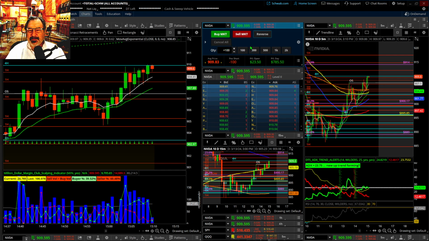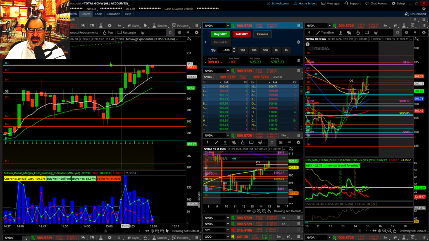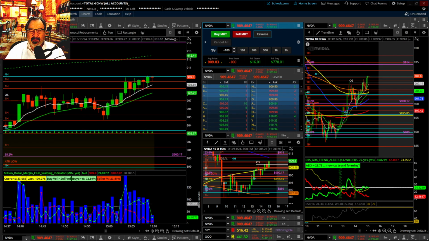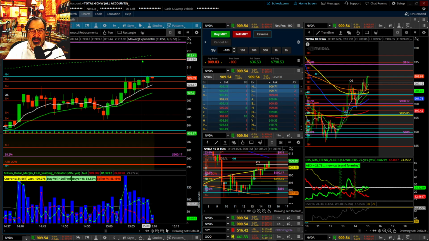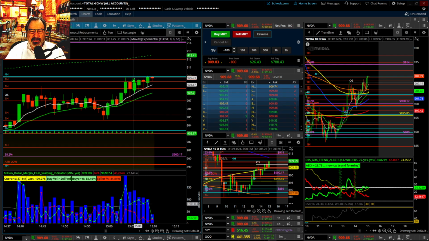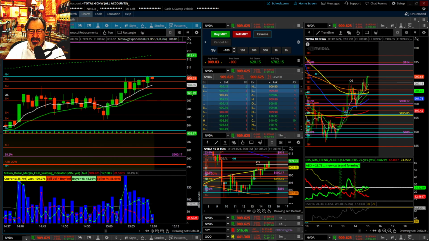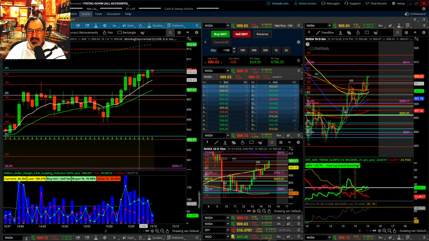Now, one of these times it's not going to, and then it's just going to fly. But right now it seems to be this. That's the real resistance level. You've got a 1 hour up there, quite a ways higher. So it might just not want to break 910 as a psychological resistance level here.